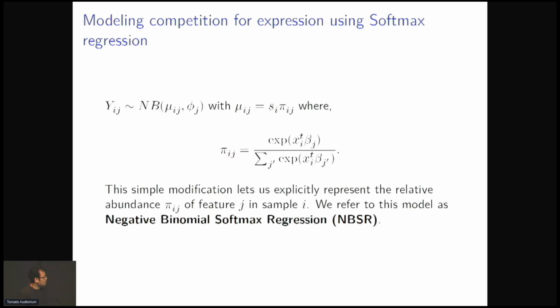So the simple modification that we propose is to actually model the mean expression μ_ij as s_i, the size factor, times π_ij, where π_ij represents the relative abundance of feature j, or microRNA j, in sample i. And the way we do that is using softmax regression. So we call this model negative binomial softmax regression.